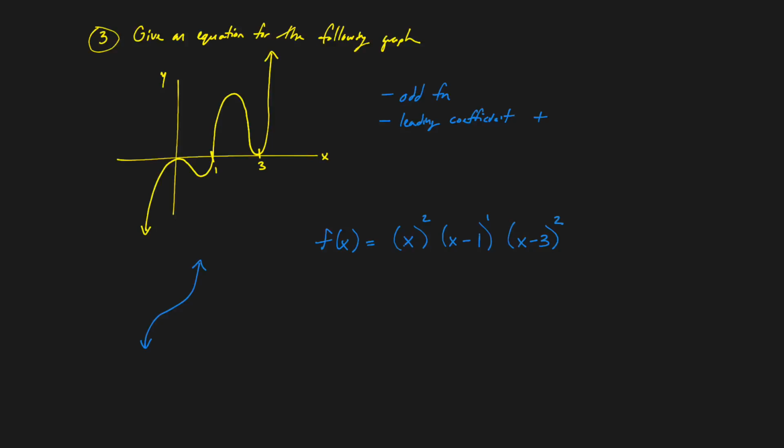So let's check. If I take the total for my degrees, I'm going to get 2 plus 1 plus 2. I get 5. That's going to be a quintic function, which means that it is odd, so that checks out. And the last bit is to check your leading coefficient. Is it going to be positive? Well, x is positive here, x is positive here, x is positive here. That's going to be x squared multiplied by x to the first multiplied by x squared. That's going to be a leading coefficient that is positive.